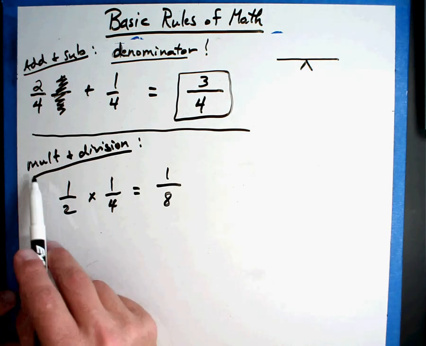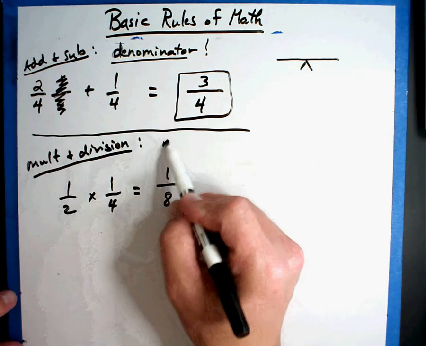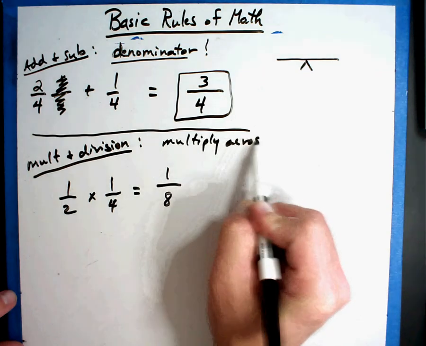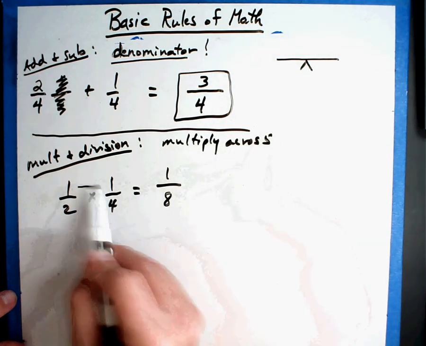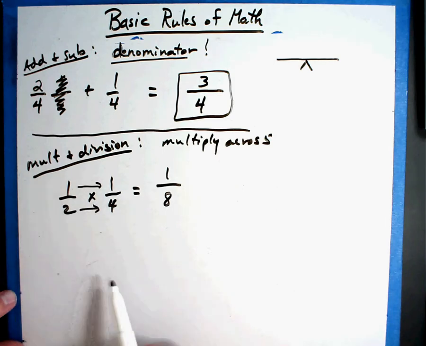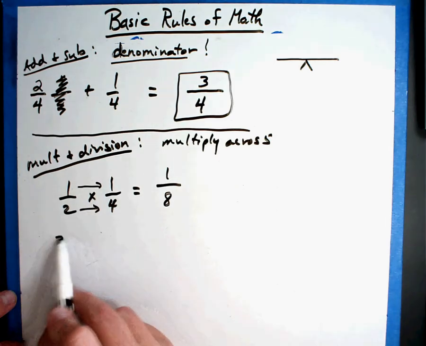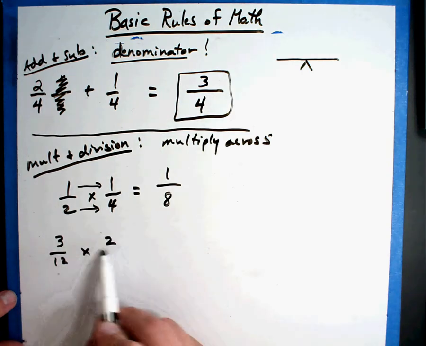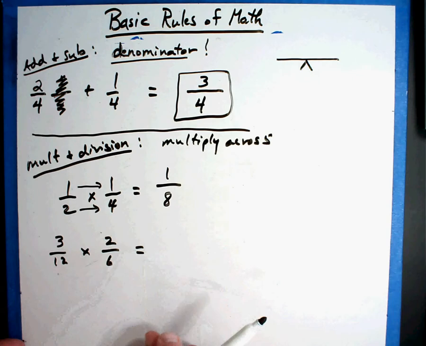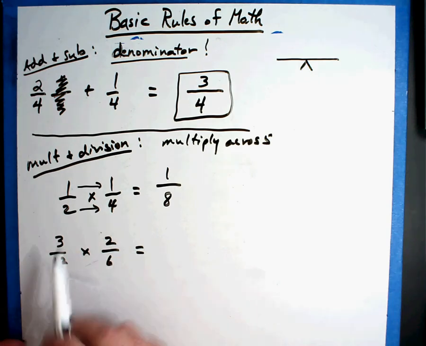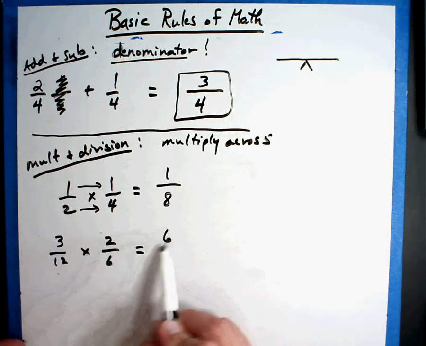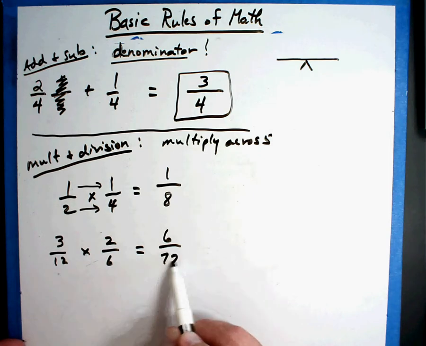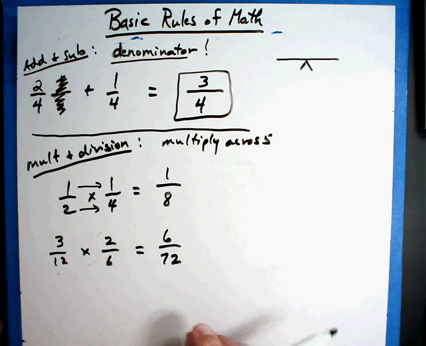So fractions with multiplication and division: multiply across. So I'm going to multiply across and I have my answers. Not too bad. Let's try another one. 3/12 times 2/6. Well, multiply across. 3 times 2 is 6. 12 times 2, well, you might have to grab a calculator, but the answer here is 72. So you have 6 over 72.